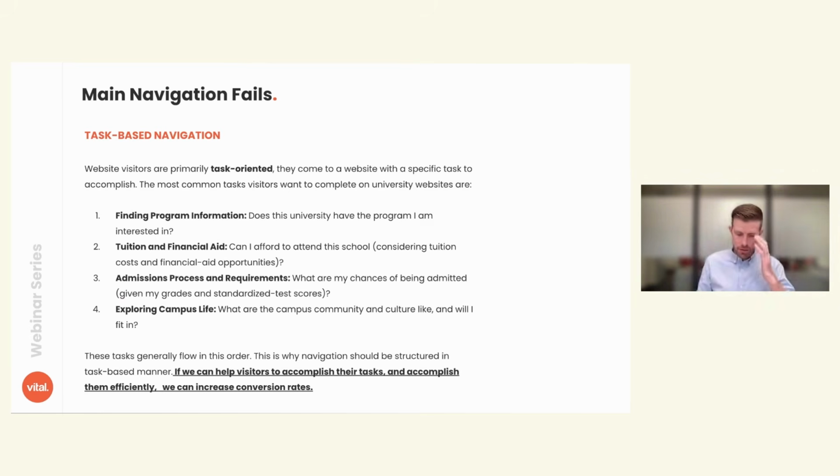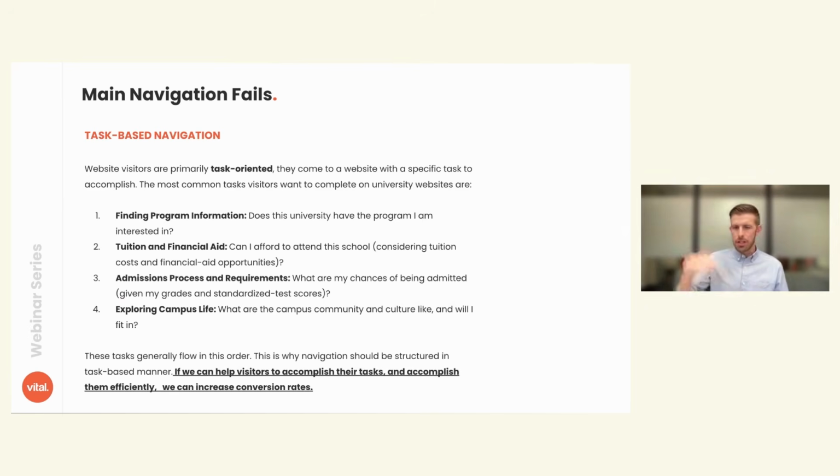There's all sorts of different tasks users are there for, but if we're talking about trying to get more leads for potential students, then there's four main tasks that we need to think through. And this isn't rocket science. I'm sure all of us as university marketers are well aware of these four tasks, right? They need to find their program information, right? Does this university have the program I'm interested in? Great. Next off, tuition and financial aid. Can I afford to attend the school? Next, admissions process requirements. What are my chances of actually getting in? And fourth, exploring campus life, depending on what kind of program is offered there.